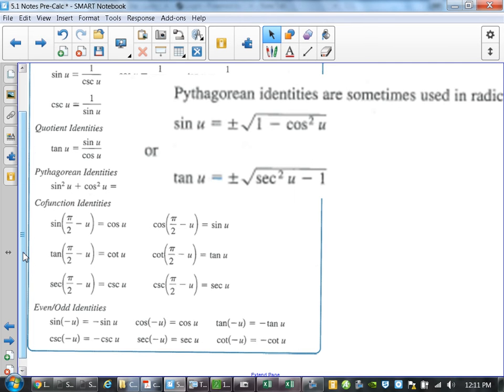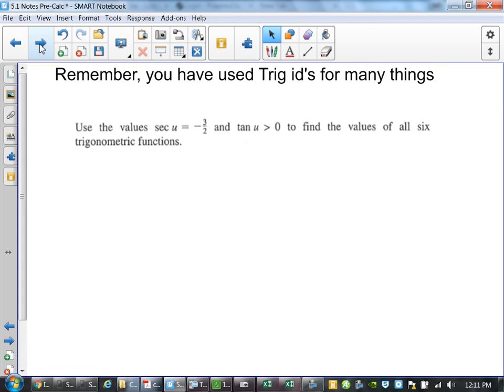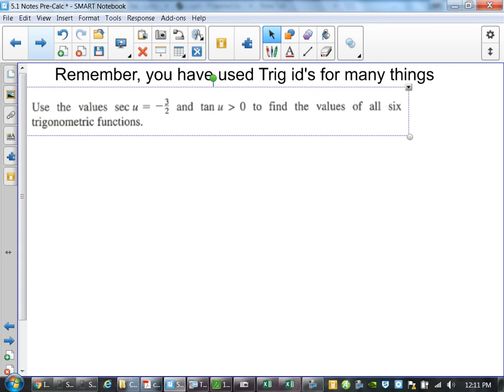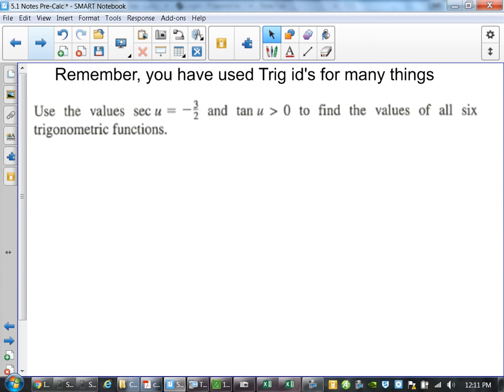Okay. So let me show you what we're going to be looking at. There's a few ways of doing this. You've used the trig identities in the past. You've done this, you've simplified, you've worked through it. You've taken something like secant is negative 3 over 2, and you know tangent, and they'll say tangent is greater than 0. That alone tells you what quadrant you're in.